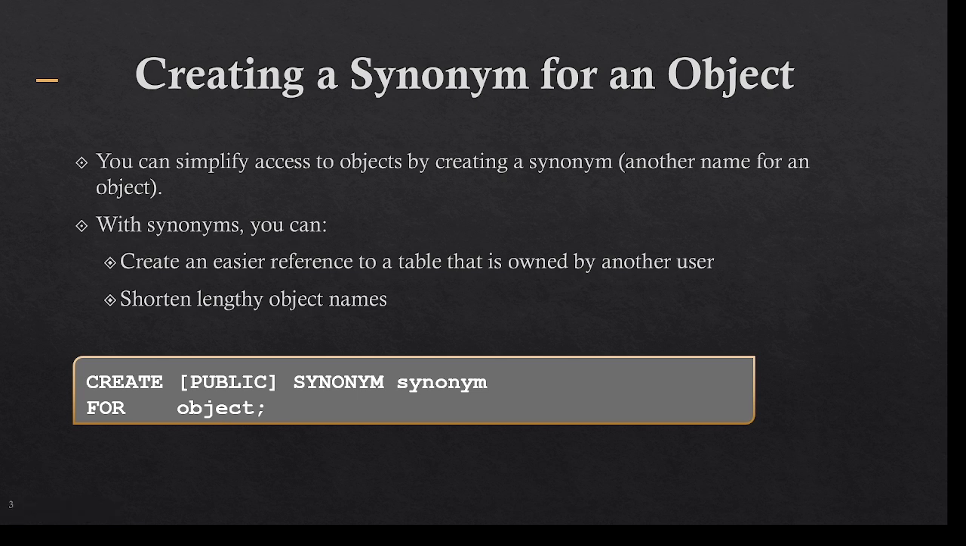A few things you have to keep in mind: the object cannot be contained in a package. A private synonym name must be distinct from all other objects that are owned by the same user. And to create a public synonym, you must have the CREATE PUBLIC SYNONYM system privilege.